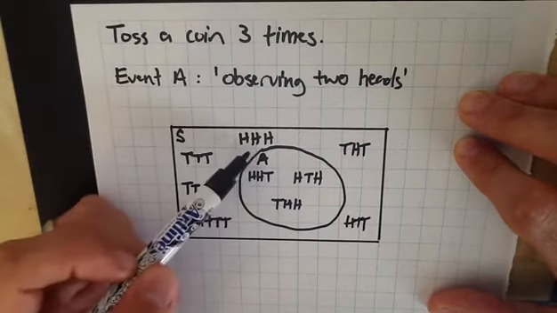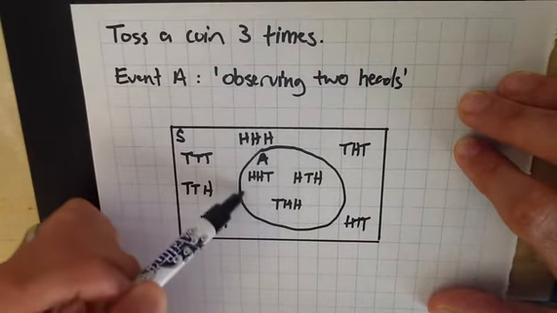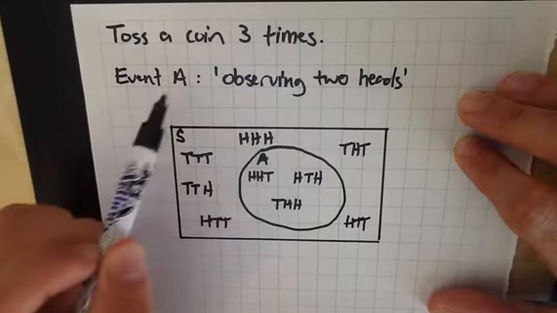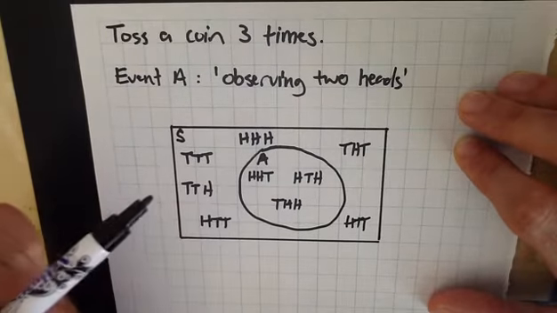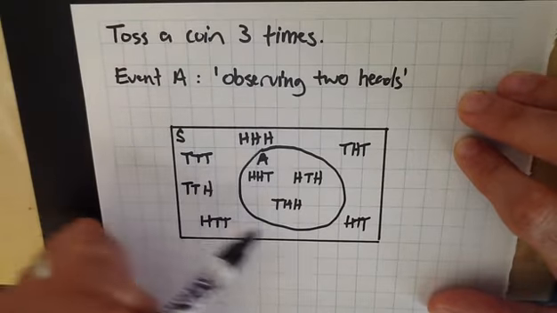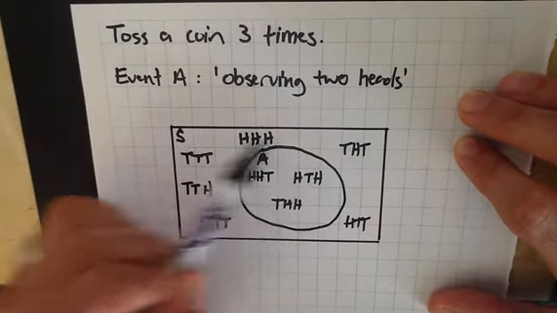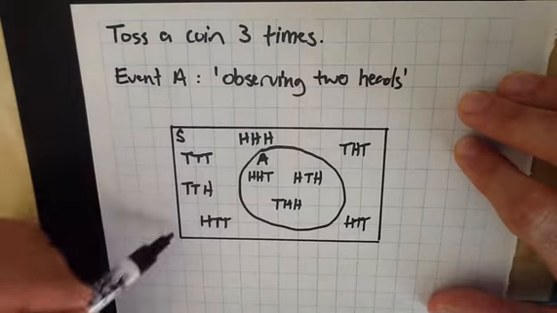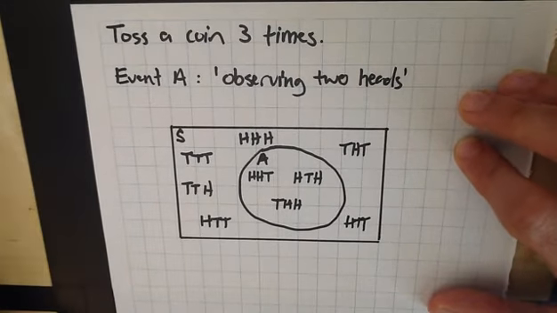So the event A, any outcome which gives me the event I'm after, which is observing 2 heads, goes inside the circle, and any outcome which doesn't include the event I'm after goes outside the circle. And all outcomes are listed within the sample space, which is the rectangle. That's a simple Venn diagram.